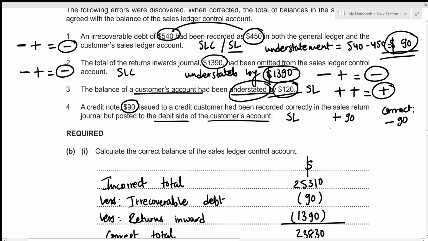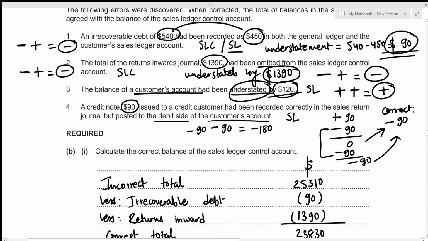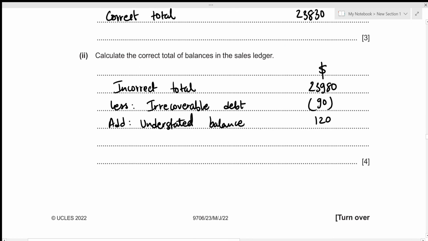Now, in order to rectify, if we deduct 90 once, then we get a 0. But what we require is a negative 90, meaning that we need to deduct 90 twice in order to get the correct balance of negative 90, right? So two negative 90s. So that's minus 90, which results in minus 180. So what we need to do to correct this fourth error is that we need to subtract the amount of 180 from our incorrect sales ledger balance. Let's do that. So that's less credit note, and we need to deduct the amount of 180.